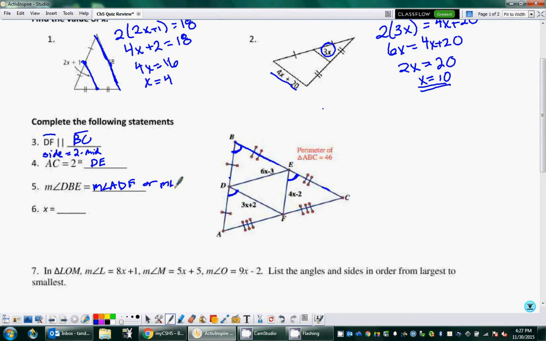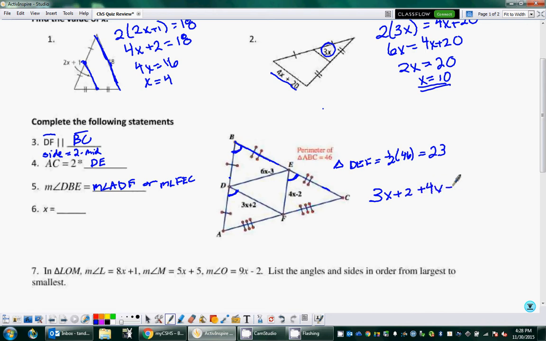For number 7, I've got triangle LMO. The 3 interior angles have to add up to equal 180. Okay, so we've got 8x plus 5x plus 9, plus 2x plus 15, minus 2x plus 4. That's going to equal 180 because the interior angles of a triangle add up to be 180. So I've got 22x equals 176. My x is just going to be 8.